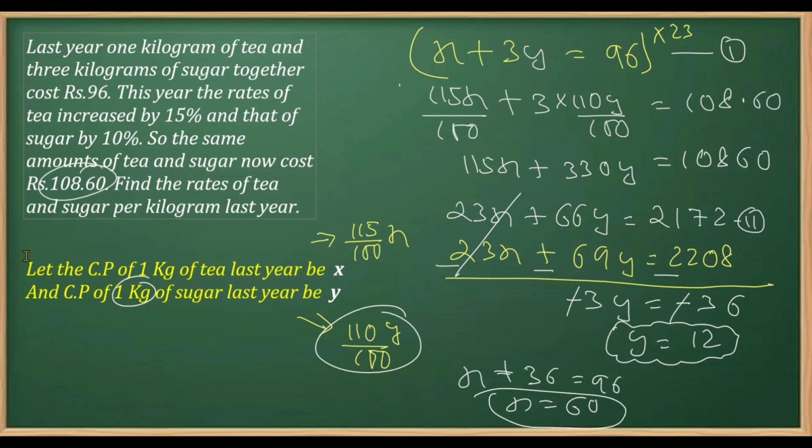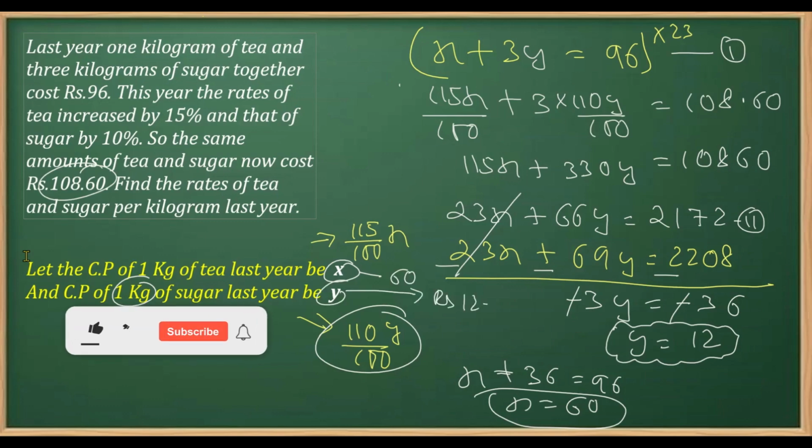Okay, so we had to get the original price, right? The original price of tea and coffee. The original price of tea, which we got as how much? This first is tea, which is rupees x, that is 60. And that of coffee we got as rupees 12. So that should be the answer, because we have to find the rates of these.